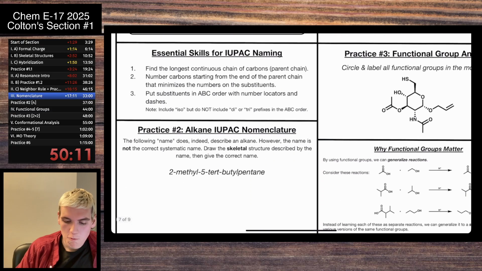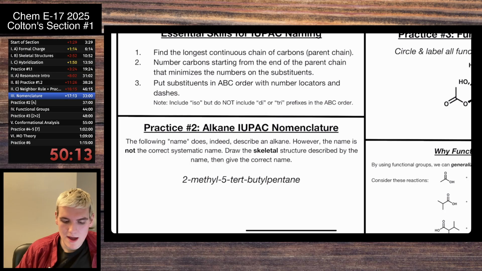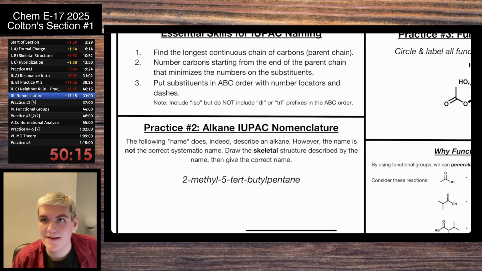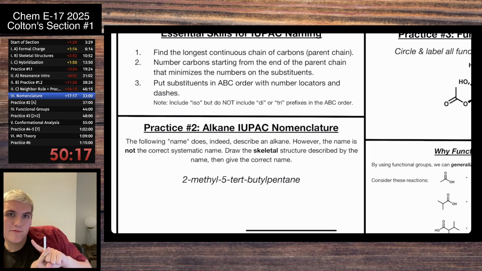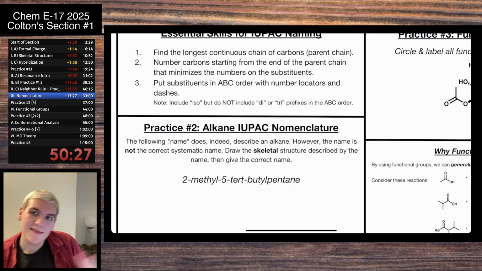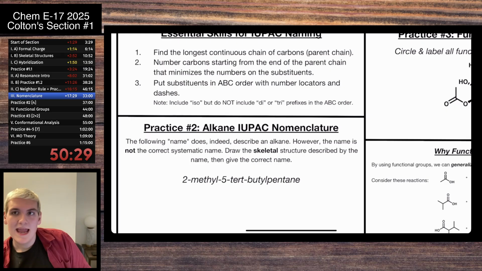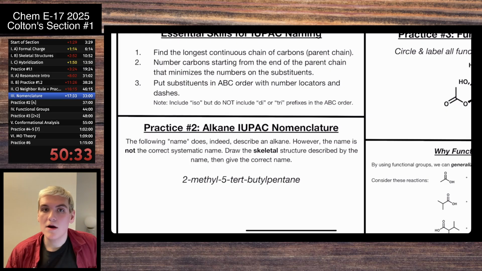So when we are naming a molecule, there are a few key things that we have to do. First, we need to find the parent chain, the longest continuous chain of carbons. Second, we need to figure out which way to start numbering it. We can number it from the left side of the chain or the right side of the chain, and we want to pick a numbering that minimizes the numbers on our substituents.